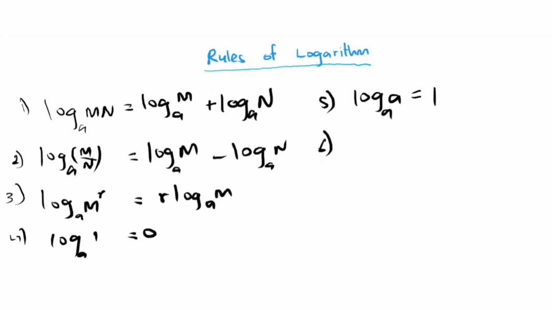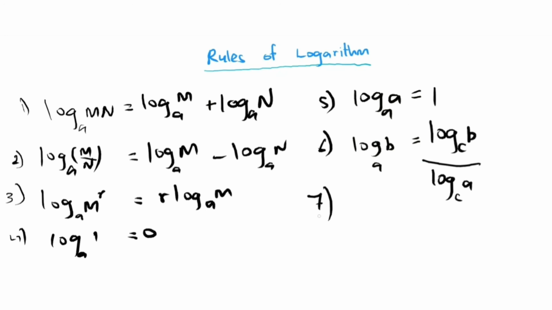Sixth one, we call this the change of base formula. Log a b can be written as log c b divided by log c a. And the final one is log a b equals 1 over log b a.